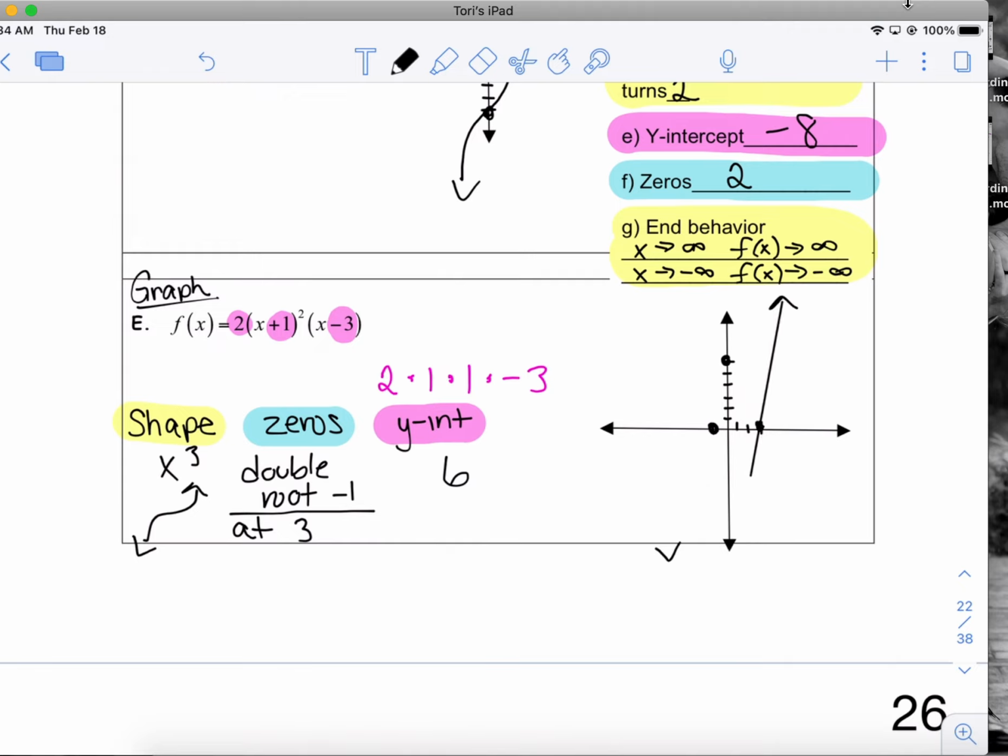Ooh, I got to see if I can figure out what that one's going to look like. We need to cross at 3 and bounce at a -1. Oh, I apologize. The y-intercept's at -6. That's why I'm looking at this like that. Doesn't make any sense. All right, let's go the other way with this. Apologies.